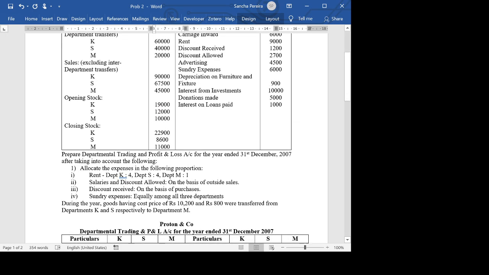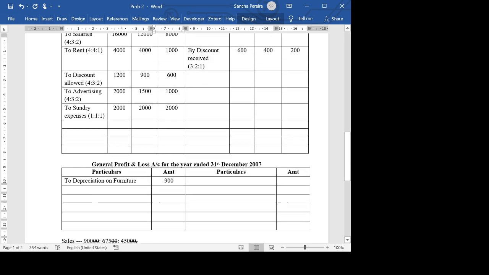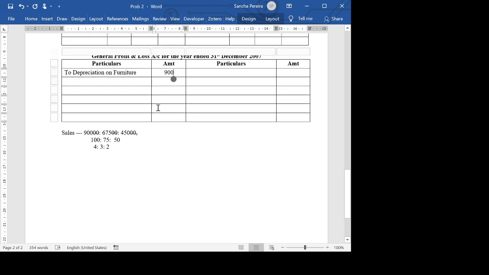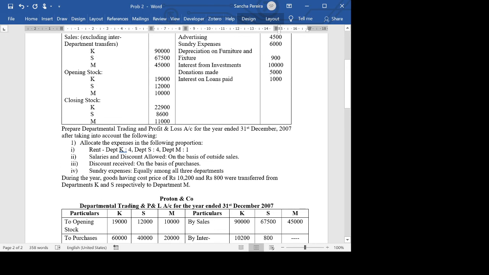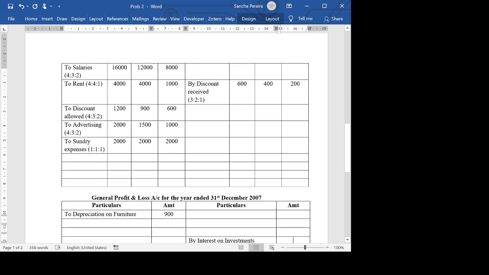Interest from investments is 10,000. That's an income, so I show it on the credit side. I will just leave some space for the net profit to be brought down, and then I will show by interest on investments, which is 10,000.